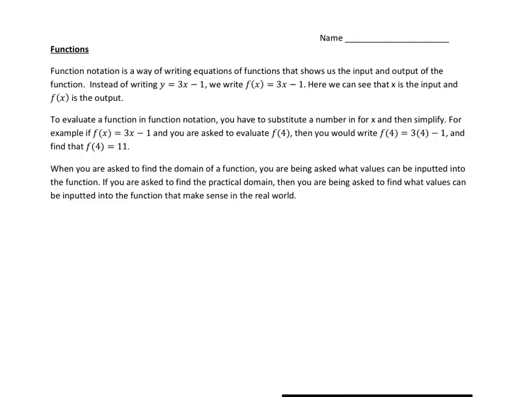For example, if f of x equals 3x minus 1 and you're asked to evaluate f of 4, then you would write f of 4 equals 3 times 4 minus 1 and find that f of 4 equals 11.